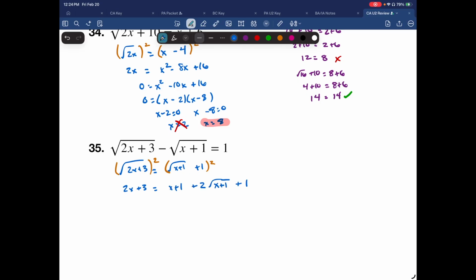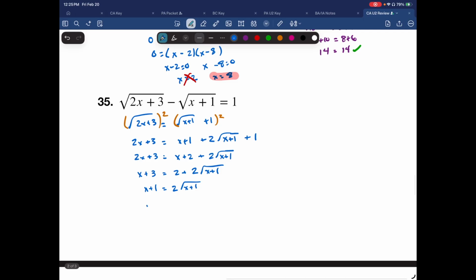Okay, so I got 2x plus 3 equals x plus 2 square root of x plus 1. I'm going to try to get that radical by itself. Sorry, that's going to be x plus 3 equals 2 plus 2 square root of x plus 1. Subtract the 2, you get x plus 1 equals 2 square root of x plus 1. Divide by 2: x plus 1 divided by 2 equals square root of x plus 1.